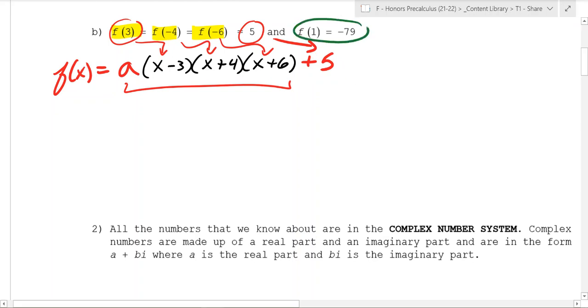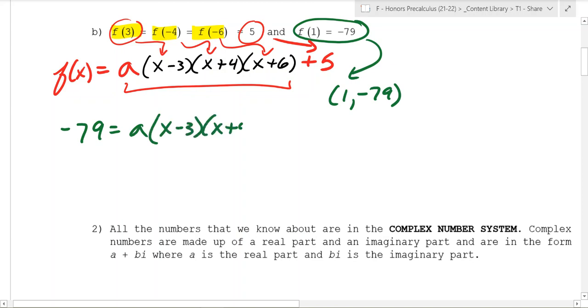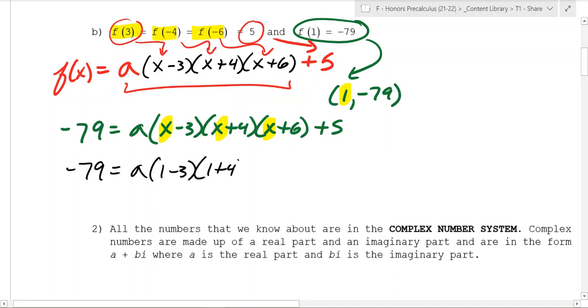Now we take this point right here and we plug it in. That point is 1, negative 79. So you have negative 79 is equal to a times x minus 3, x plus 4, x plus 6, plus 5. You subtract the 5 if you want to isolate, but now we want to plug in 1 for x right here. You can do it in 2 steps, it's fine. So negative 79 is a times 1 minus 3, 1 plus 4, 1 plus 6, plus 5.